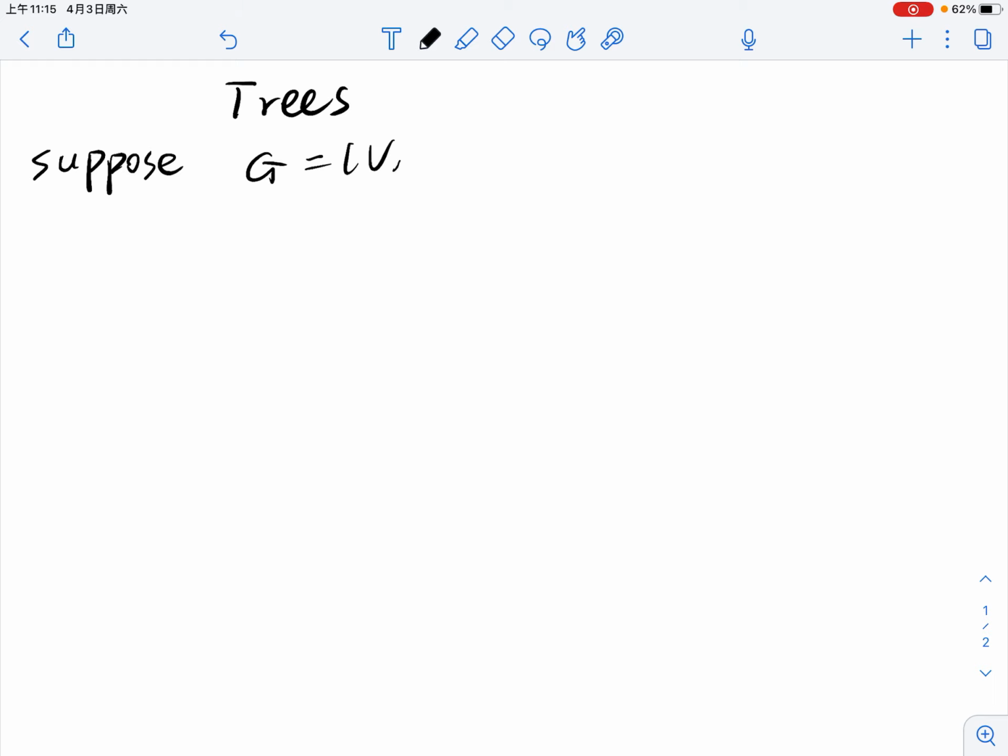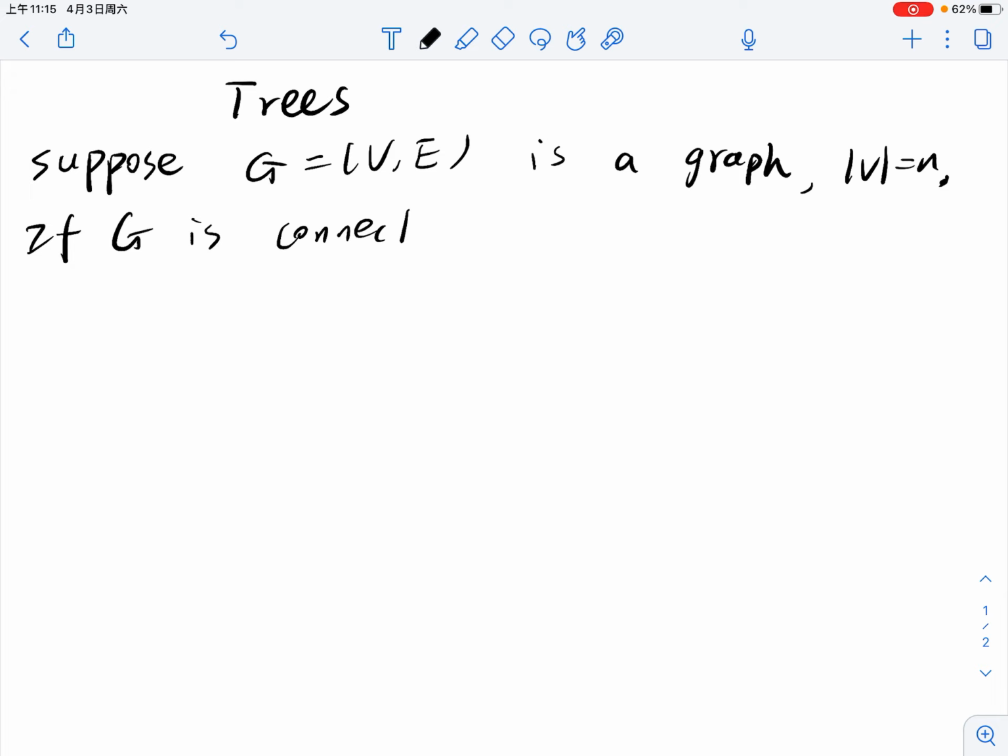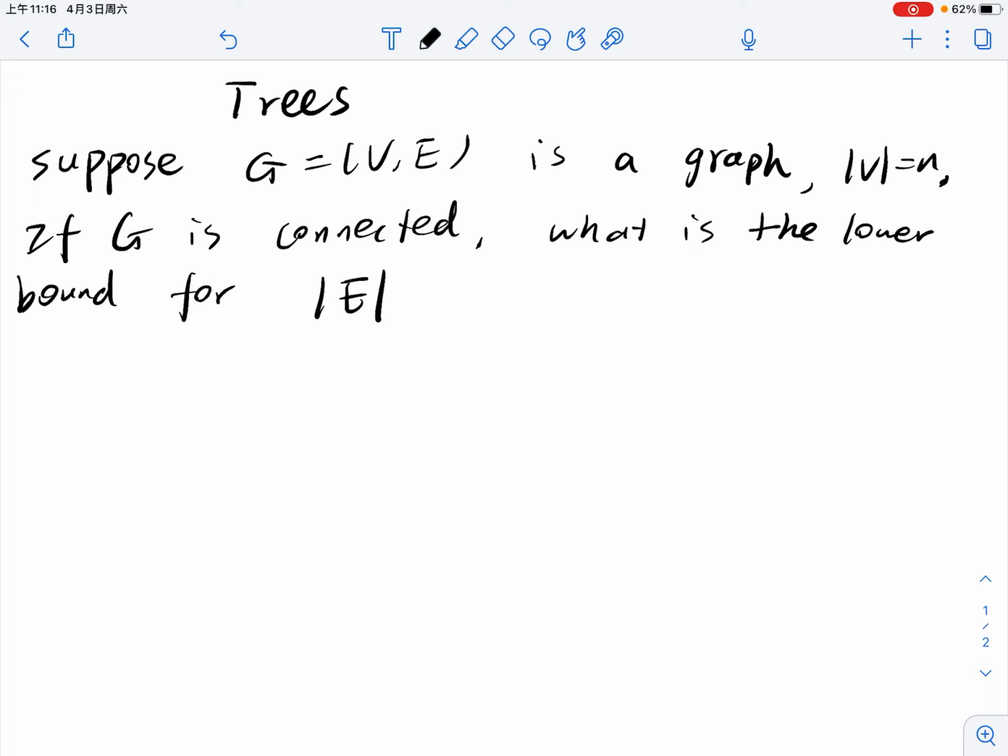Suppose G is a graph, or general graph, with order n. And suppose G is connected, then what is the lower bound for the cardinality of the edge set? In other words, how many edges will you have at least?